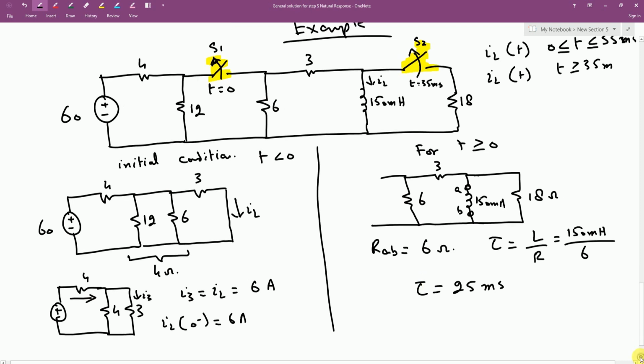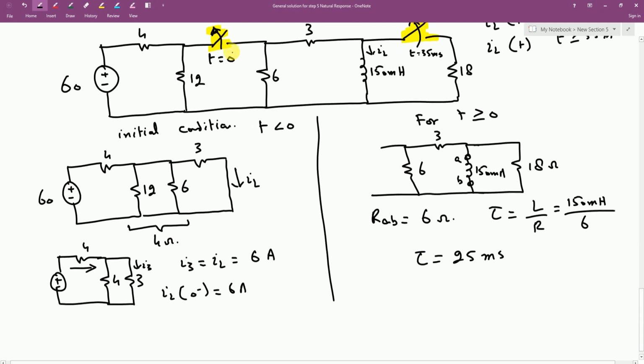Notice here that this actually is creating a natural response, because we are abruptly disconnecting the source from this energy storage element connected here, which is an inductance. So with this tau equal to 25 millisecond, we can say that IL is equal to 6 e raised to the power minus t over tau, and that is equal to 6 e raised to the power minus 40t ampere.